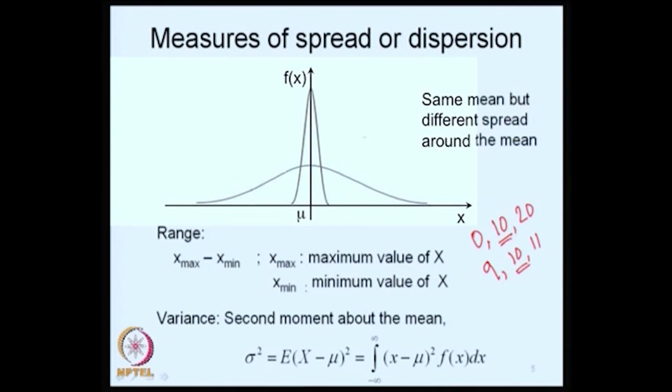Now, both of these have the same mean, but as you can see, the spread around the mean is much higher in the first case compared to the second case. And therefore, it is important for us to see how the values are spread around the mean, or how they are dispersed around the mean. And therefore, we introduce a measure for measuring the spread of the distribution around the mean.